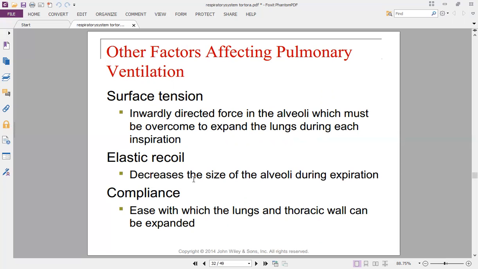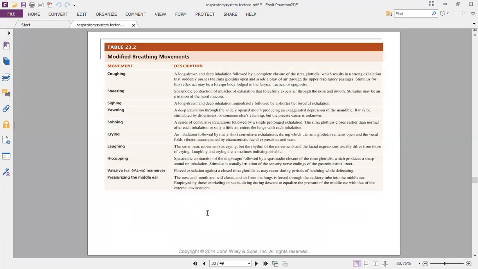The elastic recoil decreases the size of alveoli during expiration. Elastic recoil basically tells you the idea that when the alveoli stretch, they can recoil back and regain their original shape. Compliance is just the ease with which the lungs can expand.